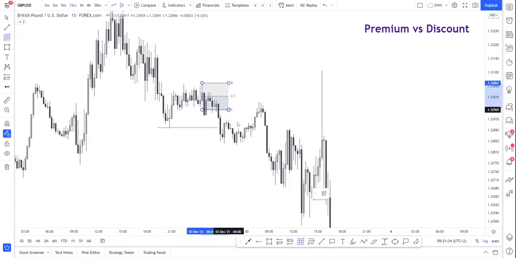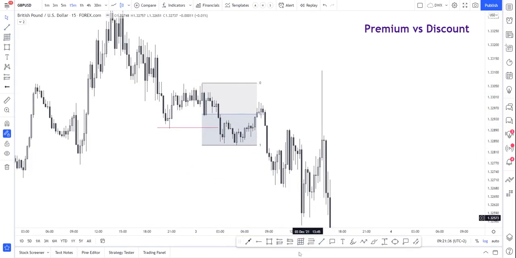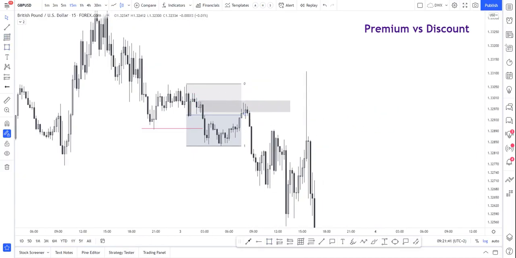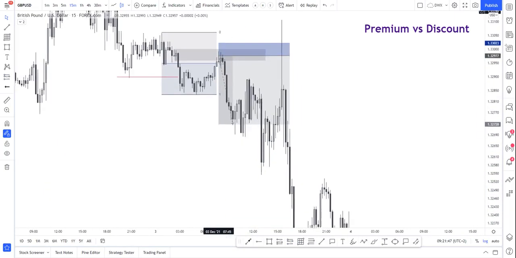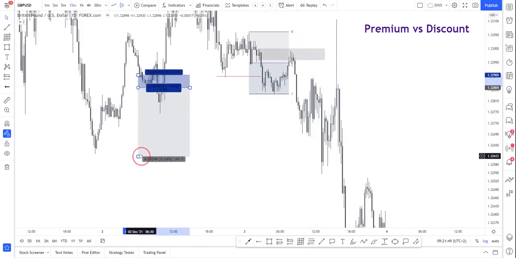We can use a swing high, swing low. There is the first order block, 15-minute. That is where price returns to. And we can see that is your entry, stop loss above, and take profit.